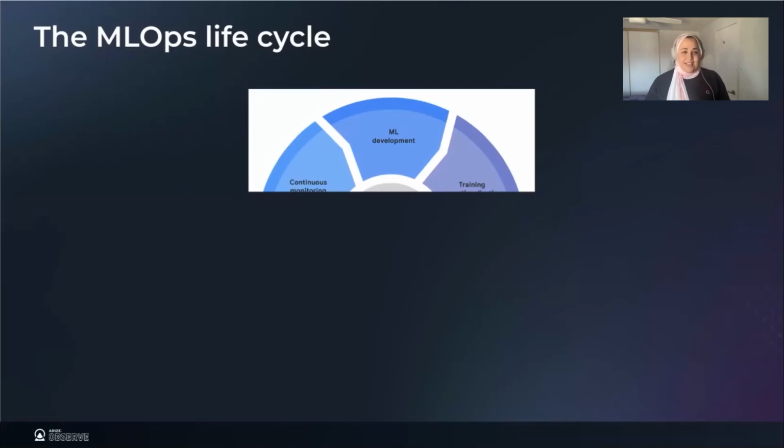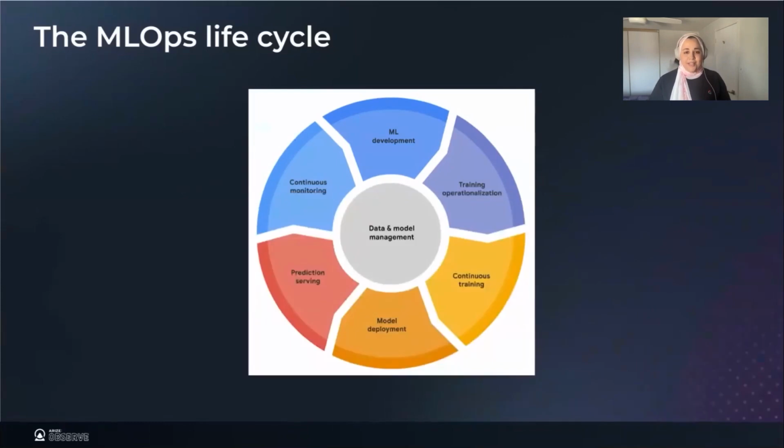Okay, so let's start with the MLOps lifecycle. If we look into the diagram, we will see that the MLOps lifecycle consists of six different processes or stages. It starts with ML development and ends with continuous monitoring. To have a brief overview of what each process entails, we can start with ML development, which is about experimenting and developing a robust model training procedure, which consists of multiple tasks from data preparation and transformation to model training and evaluation.